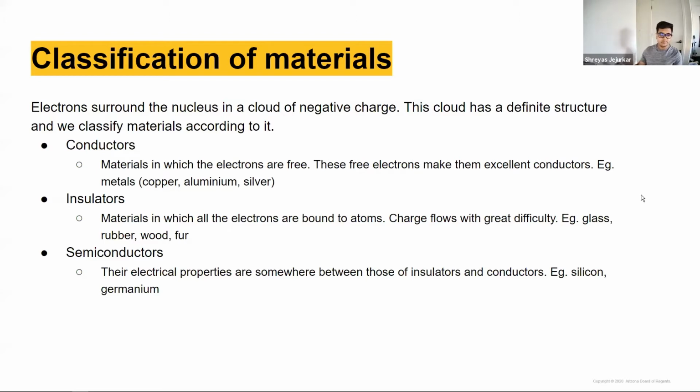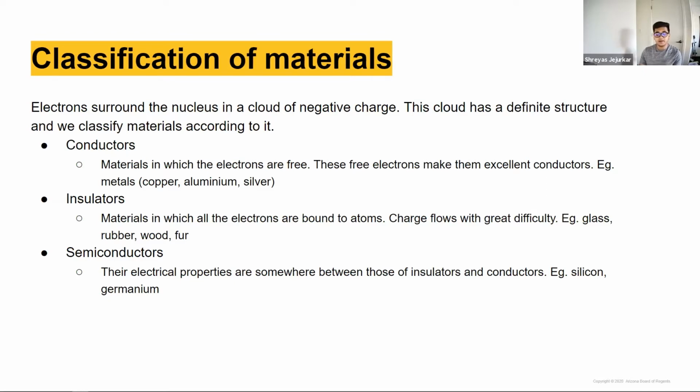So first off, we're going to go over the classification of materials. Electrons surround the nucleus in a cloud of negative charge, and this cloud has a definite structure, which we classify materials according to. So you guys already probably know this. There's three basic kinds of materials: conductors, insulators, and semiconductors. So conductors are materials in which the electrons are free, and these free electrons enable these materials to conduct charges and heat. So for example, metals like copper, aluminum, silver, they're all conductors.